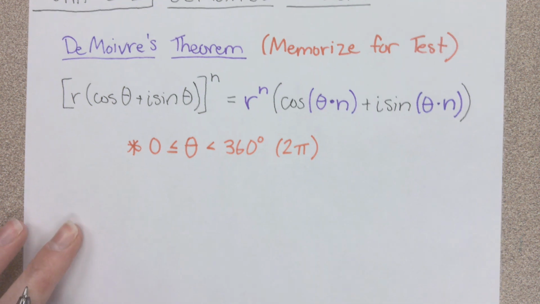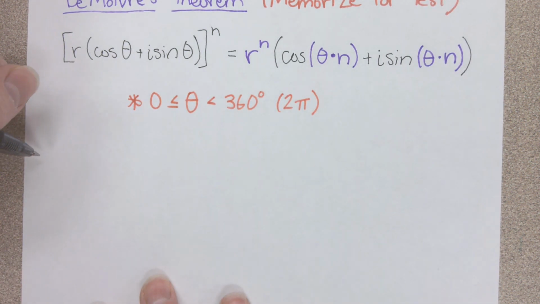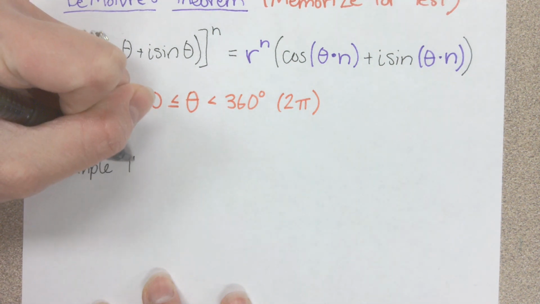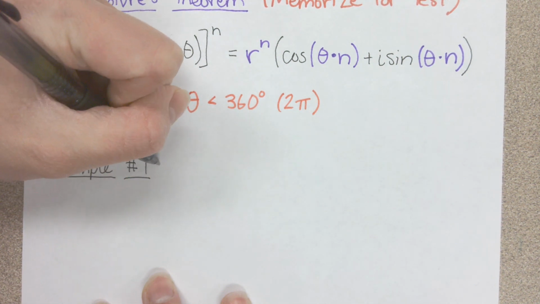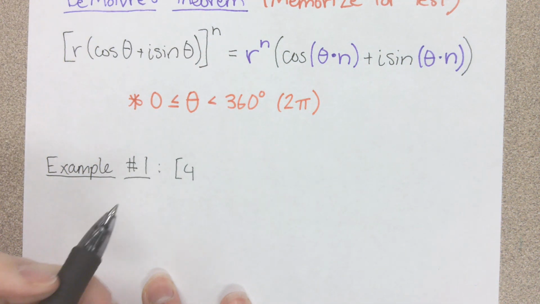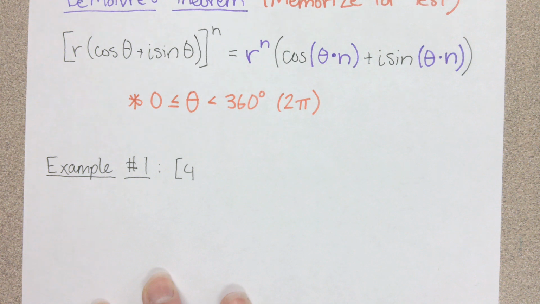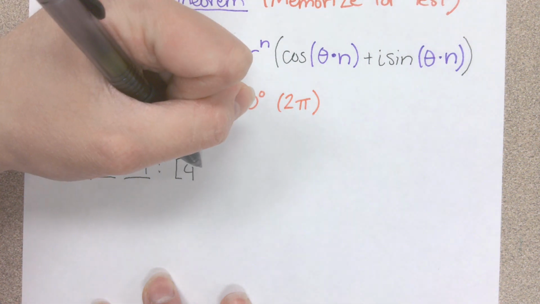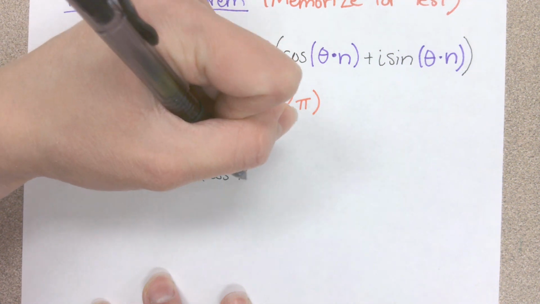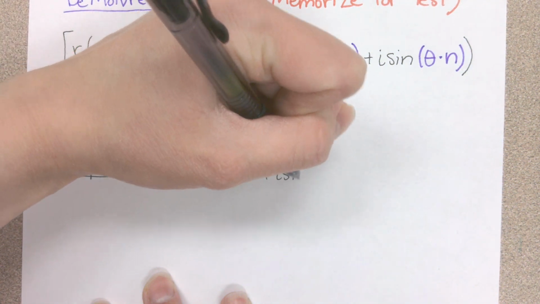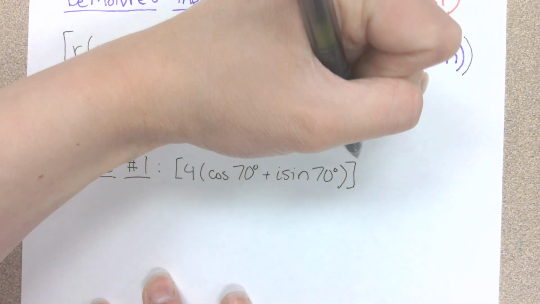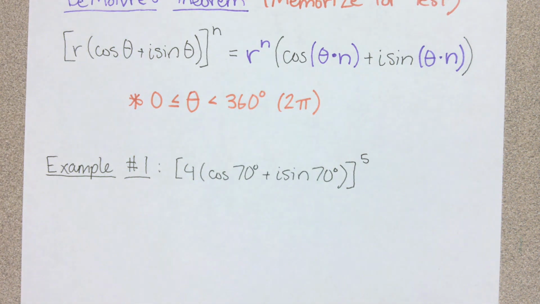Okay, now I will do an example. And I'm only going to do 2 of these. These are quite straightforward. Example 1. If we have, and when a problem starts with brackets, that's going to be your indicator. This is DeMoivre's theorem. 4 cosine of 70 degrees plus i sine of 70 degrees, bracket raised to the 5th power.